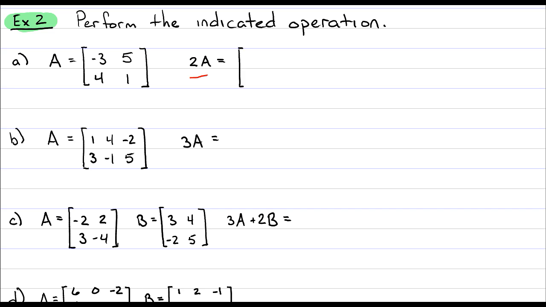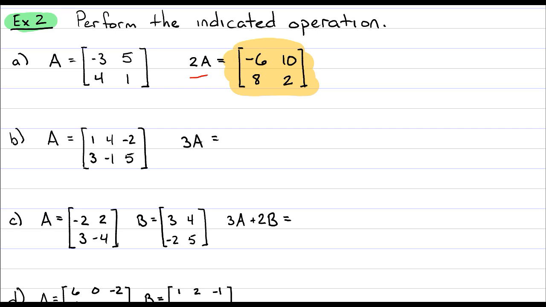So 2A would be minus 3 times 2, which is minus 6, 5 times 2, 4 times 2, and 1 times 2. Okay? So it's as easy as that.